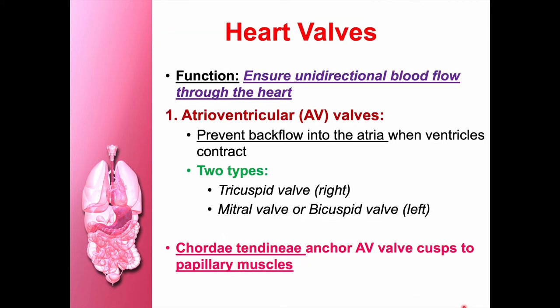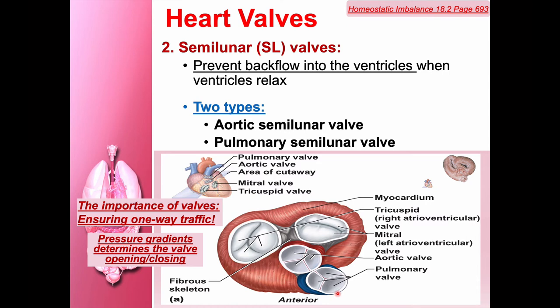So the atrioventricular valves are valves that are present between the atrium and the ventricle. There are two types. On the right side you have the tricuspid valve. On the left side you have the bicuspid valve. Tricuspid means three cusps. Bicuspid means two cusps, which is also called the mitral valve. These valves are connected by a thread-like structure called chordae tendineae, and that is in fact attached to the papillary muscles.